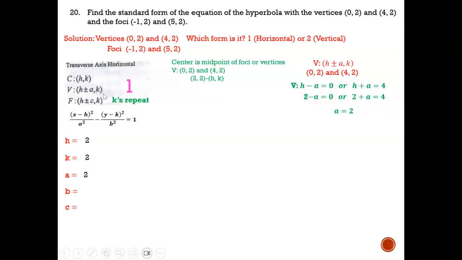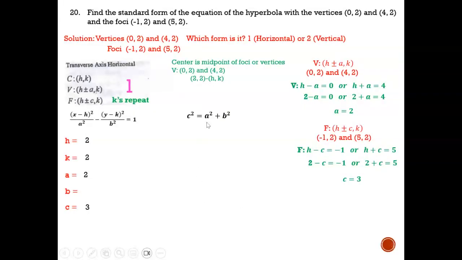In a similar fashion, for the foci, to solve my c, the foci will be h plus or minus c. We know this is my lowest number and this is my highest number, so this one's going to be subtraction and that one's going to be addition. So it's going to be 2 minus c equals -1, or 2 plus c equals 5. I'm going to stick to 2 plus c equals 5. We subtract 2 from both sides, so c equals 3. I found my c.